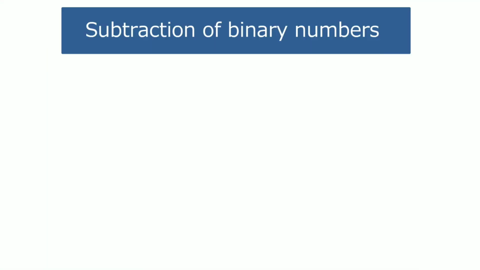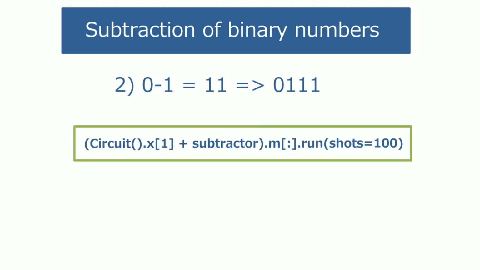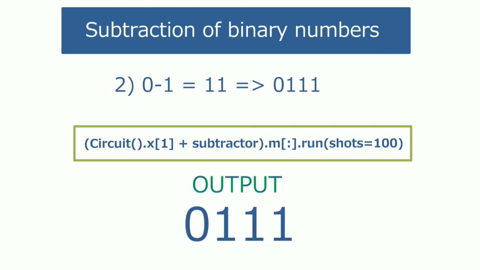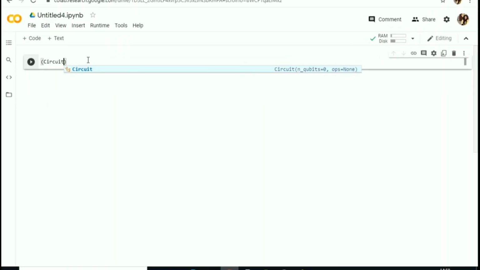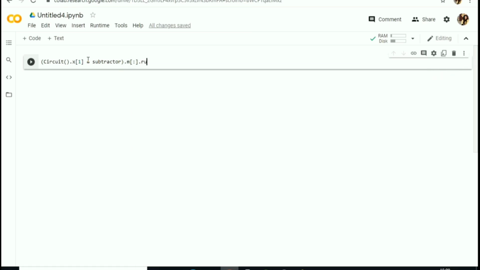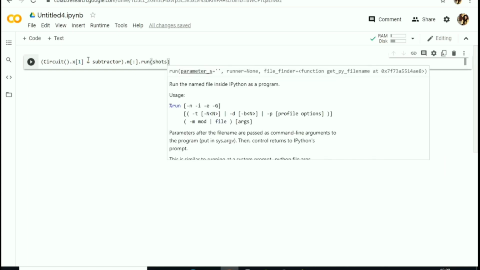Number 2. 0 minus 1 equals 1, 1 equals greater than 0, 1, 1, 1. Following is the code. Circuit x1 plus subtractor M dot run, shots equals 100. When you execute, the answer will be 0111. Now let's implement the code in Google Colab and see the result. If we press the run button we will get the output as 0111.